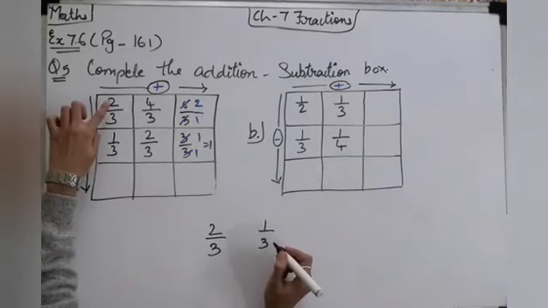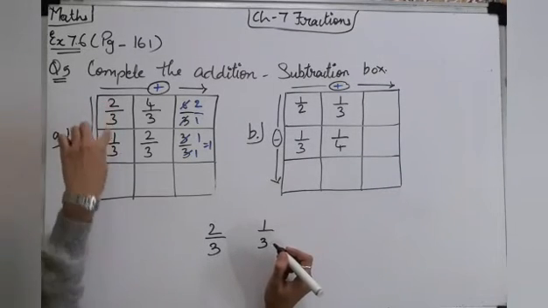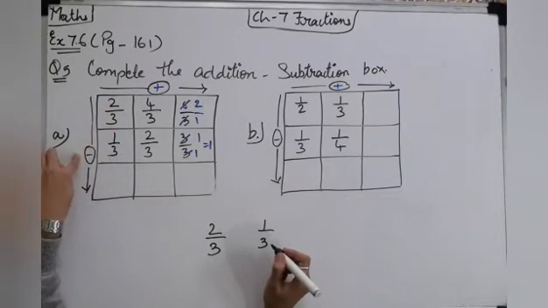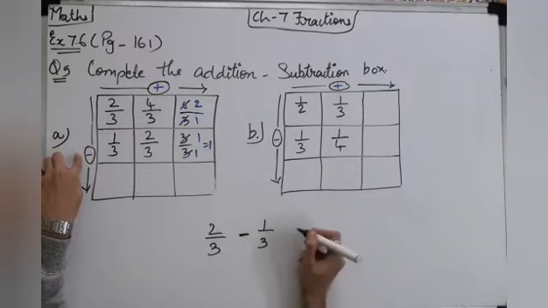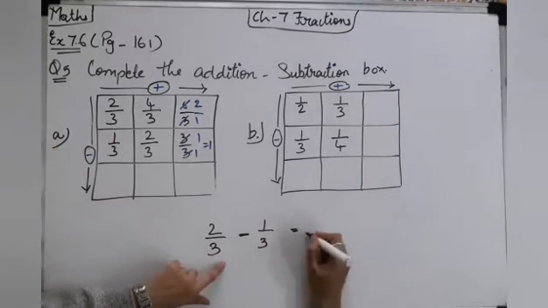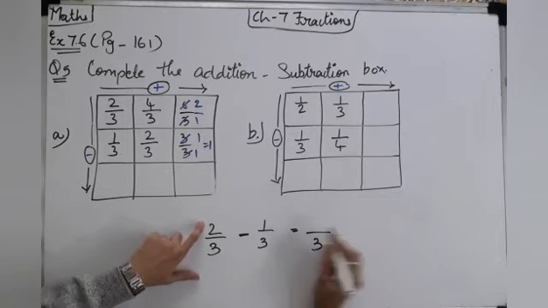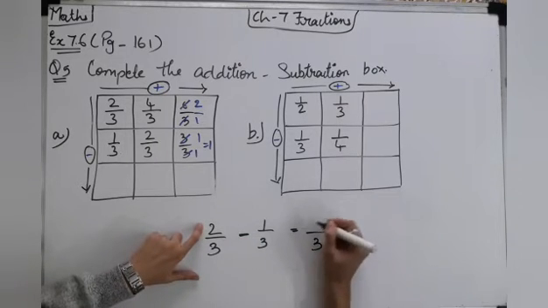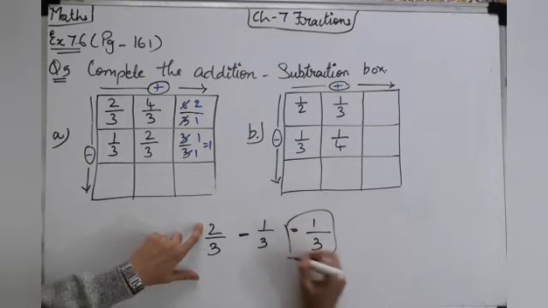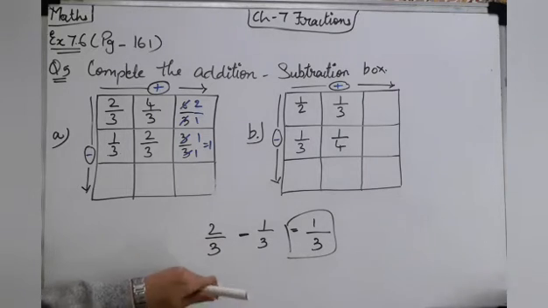So 2 upon 3 and 1 upon 3. Here what we are doing? We are taking 2 upon 3 and 1 upon 3. We are going down. Means subtraction. So we'll put the subtraction sign here. Denominators are same. 2 minus 1 is 1. So we got the answer 1 upon 3.